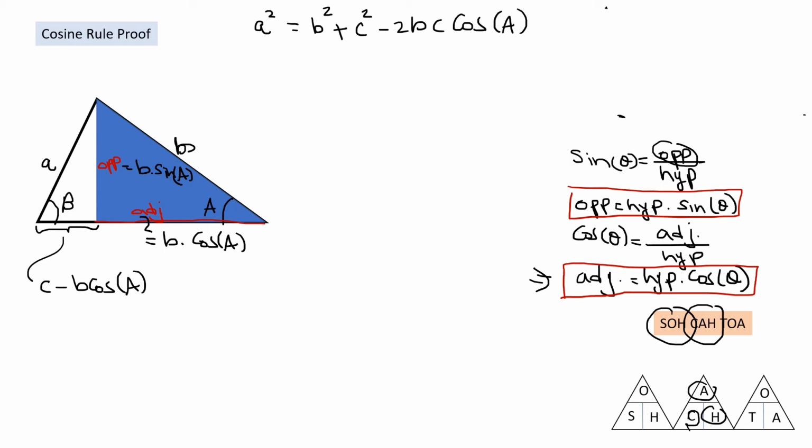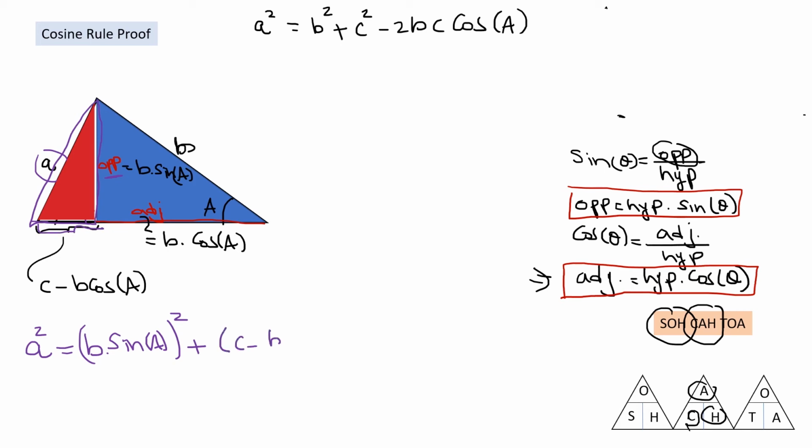If we focus on this triangle, according to the Pythagorean theorem, we know the square of this side, a squared, is equal to the square of this, which is b sine A, plus the square of this side, which is c minus b cos A, squared. So let me expand this one. b sine A squared is equal to b squared sine squared A.